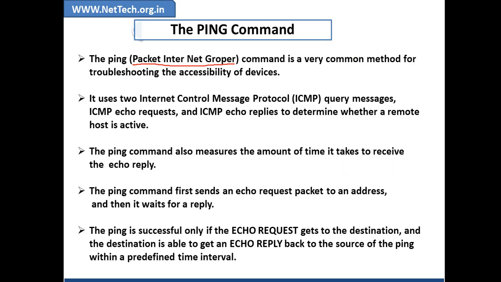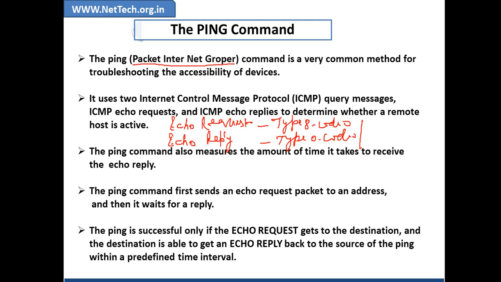One is echo request, or ICMP echo, and the next one is echo reply. This ICMP request means ICMP type 8 code 0, and the echo reply is type 0 code 0. The ping command also measures the amount of time it takes to receive the echo reply, which is basically your round trip time in milliseconds, of course.